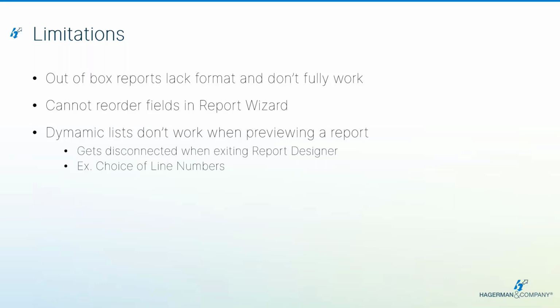Another limitation is there is a type of list known as a dynamic list, and I'm going to show you that here in just a minute. Those don't work when you're previewing a report. What happens is whenever there's a list where you can choose. So for example, the line number bill of materials that I showed you, what if you want a report, but you want to choose which line numbers are in the report versus all of them? That list gets disconnected, meaning it's not going to work unless you do it the way I'm going to show you here.